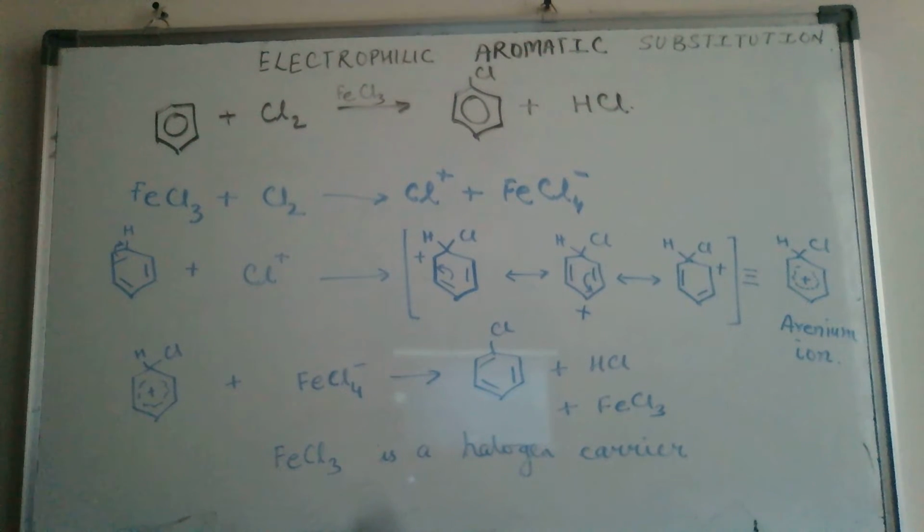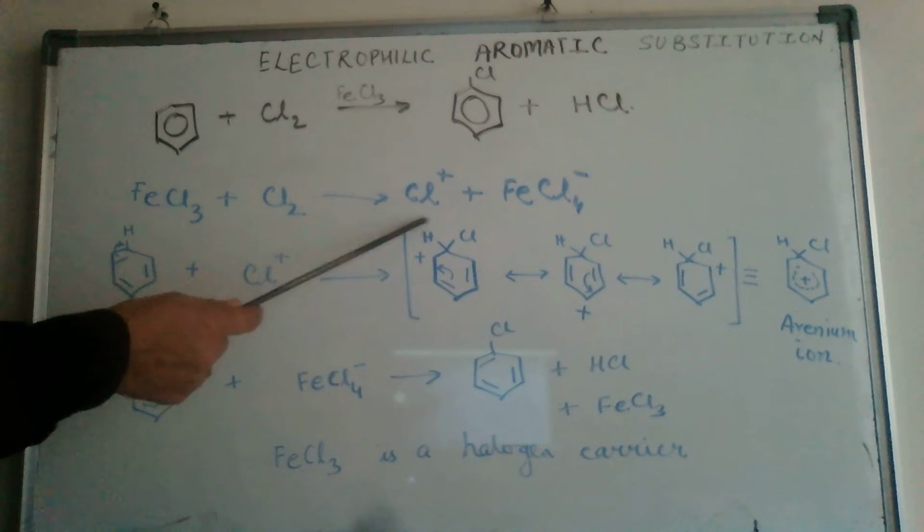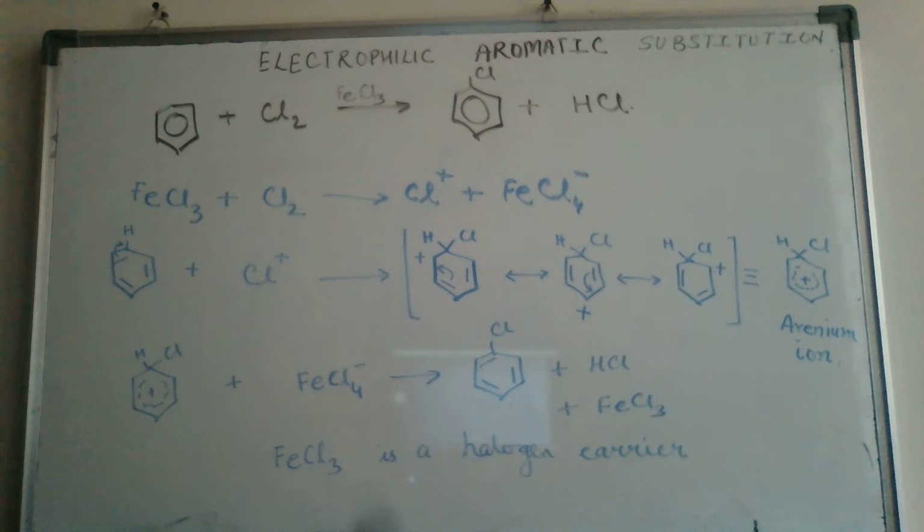Let us discuss electrophilic aromatic substitution today. Electrophilic substitution means substitution by an electrophile, an electron-loving species, which in this case, if you notice, is the chloronium ion. Aromatic means substitution of an atom in the aromatic ring. So, when we talk about electrophilic aromatic substitution, these types of reactions take place in aromatic compounds.